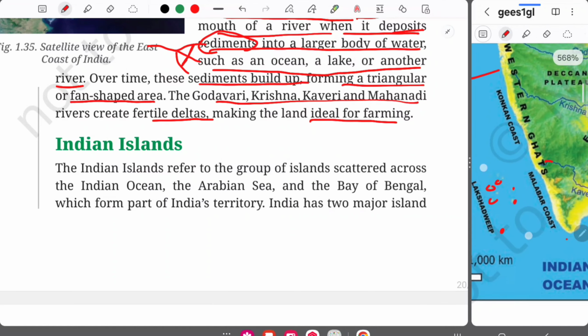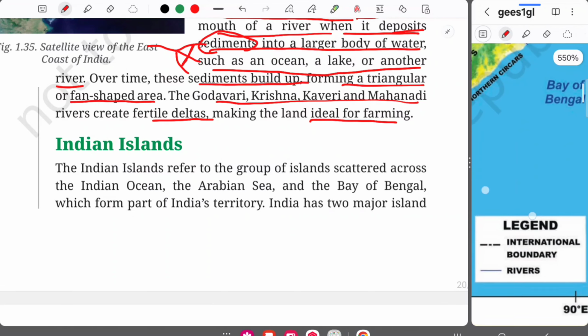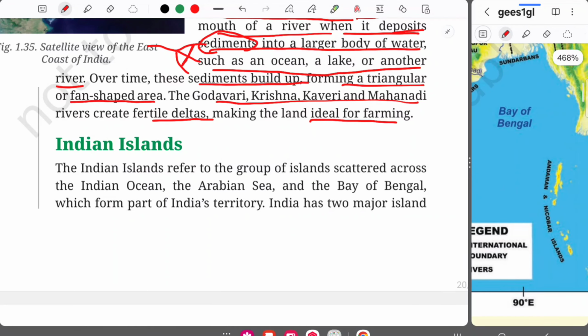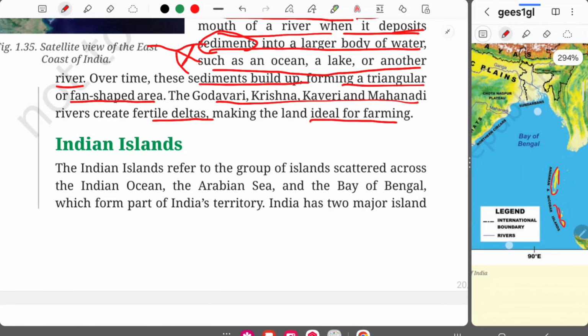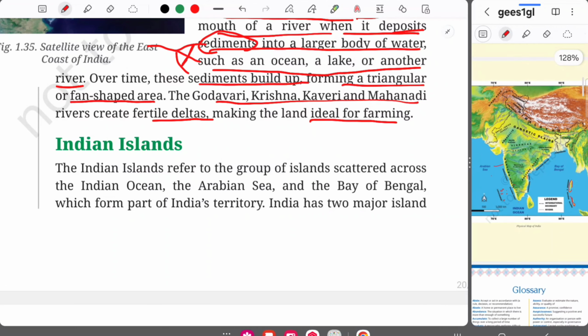These islands are covered with water on all four sides. Islands are usually surrounded by water on all four sides. Here we have the Andaman and Nicobar Islands. This whole area is the Andaman and Nicobar Islands. I hope you understood. So now let us learn about these two islands.